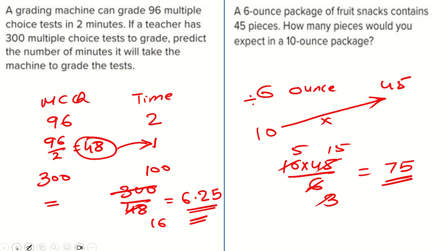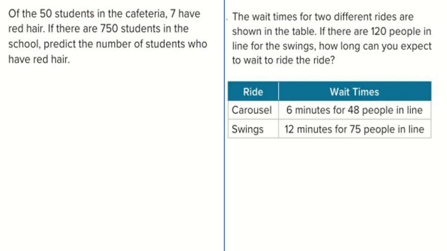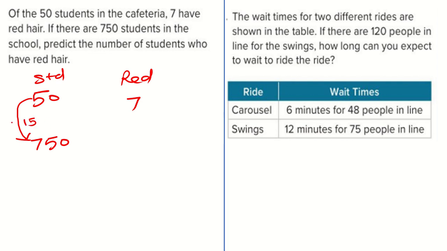Okay, next can be, of the 50 students in the cafeteria, 7 have red hair. Now you see, 50 students and red hair for 7 students. If there are 750 students, then how many approximately will have red hair? Now you see, as I told you with the ratio, 50 multiplied by what number will be 750? I think it will be multiplied by 15. So same here, you will multiply 7 by 15 and you will get 105. This will be the answer.